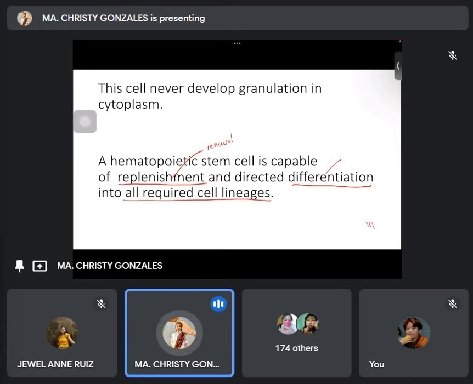The words here are all and required. From the pluripotent, does it go to erythro, to platelet development, to granulocytes, agranulocytes, monocytes? The correct answer is yes. Required means it depends on the growth factors available. So the answer, true or false, is true.